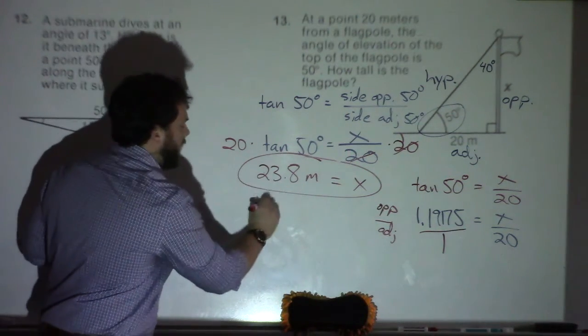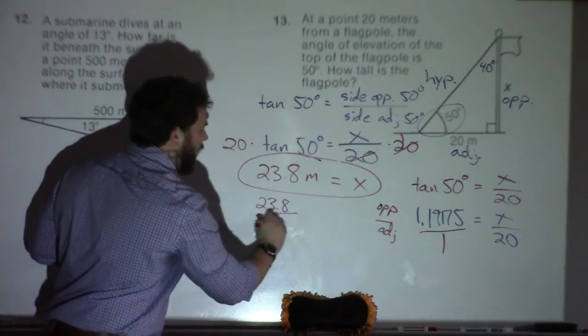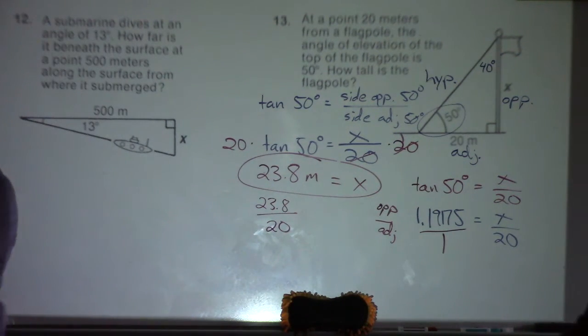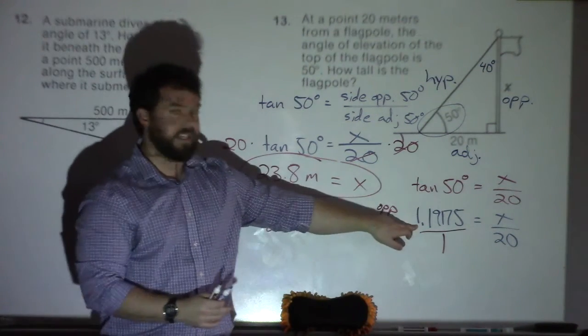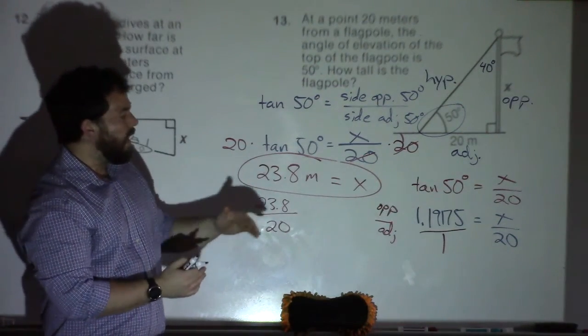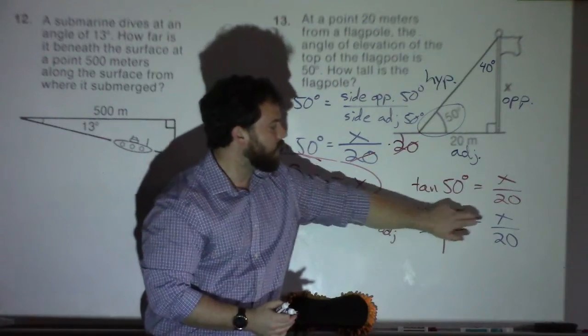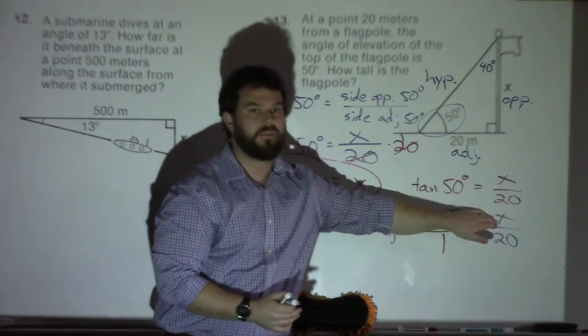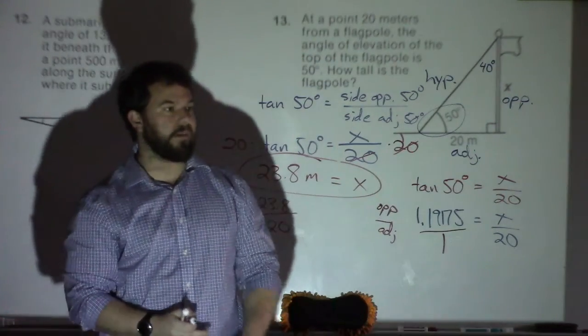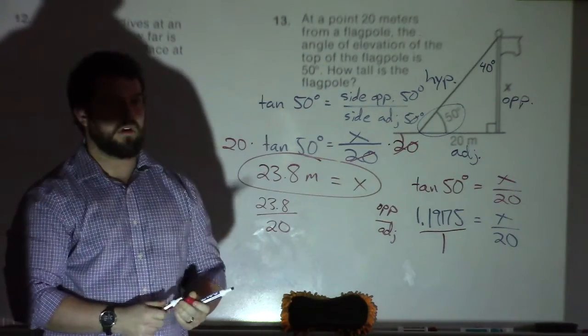Notice, if I take 23.8 and I divide it by 20, pick up a calculator, 23.8 divided by 20. So it's a little bit rounded, but is it giving me this ratio? Yeah. That's the whole point, is that I know I need this ratio, so when I solve this equation, I'm finding the value for x that gives me the correct ratio. That's what's happening mathematically. Alright?